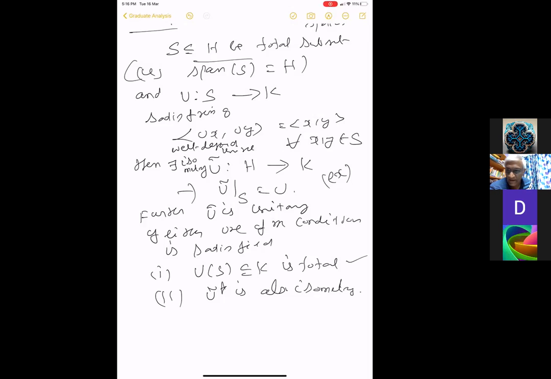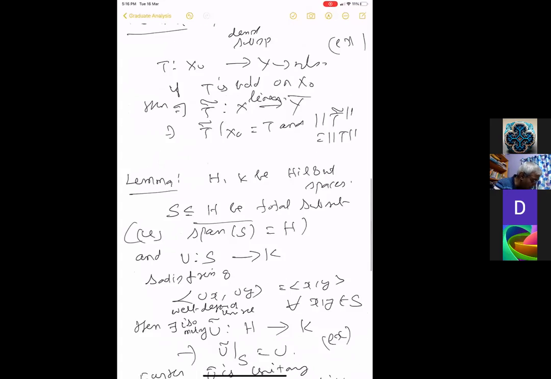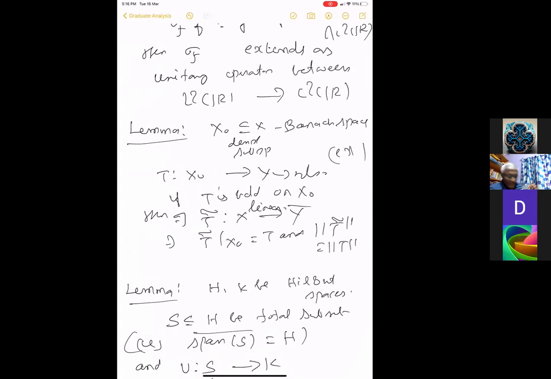It's not difficult. But if you have any doubt on this, you can ask me now. Sir, otherwise, please show the first lemma. The first lemma says that any bounded linear operator can be extended. That's what the first lemma says.